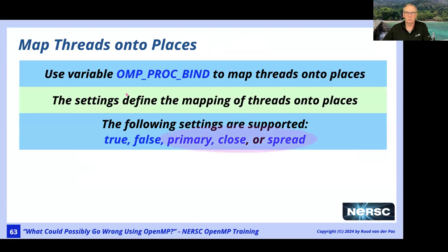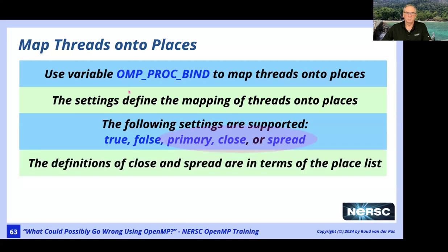So the ones that are really relevant are primary, close, or spread. When you set proc bind to primary, it means that additional threads are scheduled close to where the main thread is running, the same place. This is all in the places context, by the way. So when I say close, it's in terms of the place list. You can say close, and that means that in terms of the place list, remember, places is a set-based approach. So you have a bunch of sets that together form the place list. They want to be either close or spread out. And those are the choices that you have. So again, that's in terms of the place list.